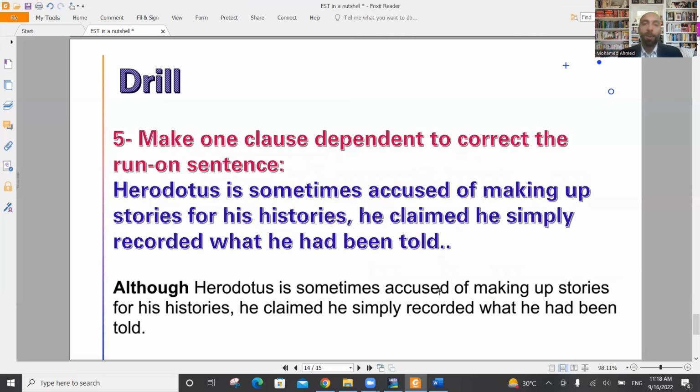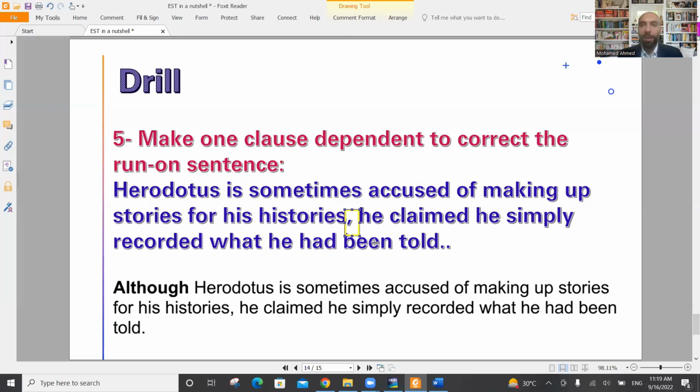5. Make one clause dependent to correct the run-on sentence. Herodotus is sometimes accused of making up stories for his histories, comma, he claimed he simply recorded what he had been told. One of the students would say that I don't have any error here because we have punctuation between the two sentences. But let's read them again. Comma, it's a rule. A comma cannot connect two sentences. Comma with and, but, so, yes. But comma only, no. So this is a run-on.